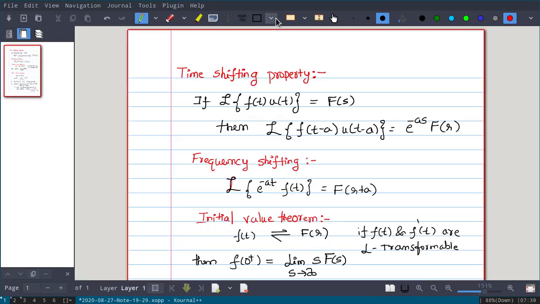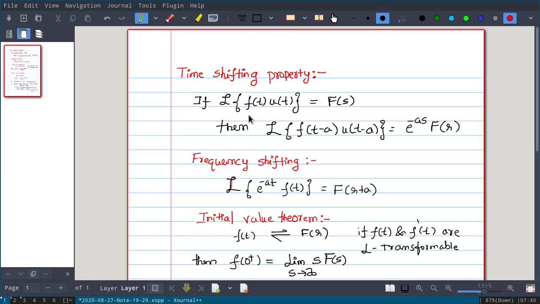Now we will see a few theorems and properties of Laplace transform. Again, we will not discuss proof for these properties or theorems. We will just state them, and we will see how we can use them in circuit analysis. So the first one is the time shifting property.